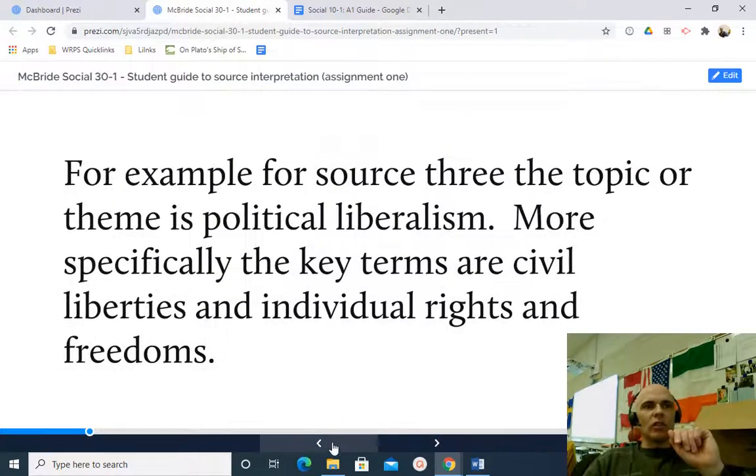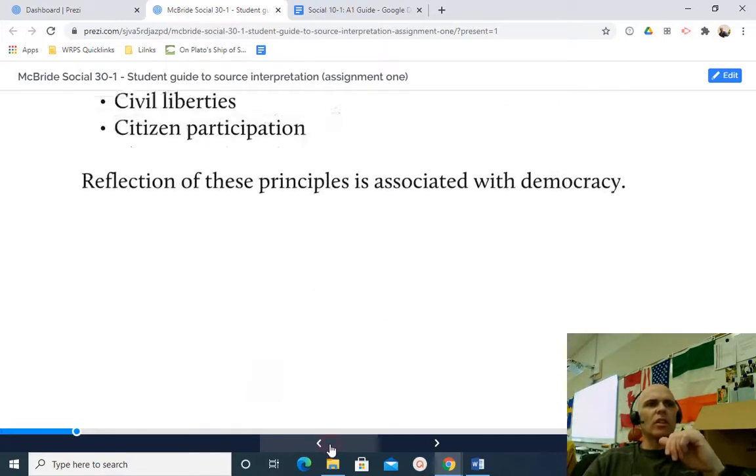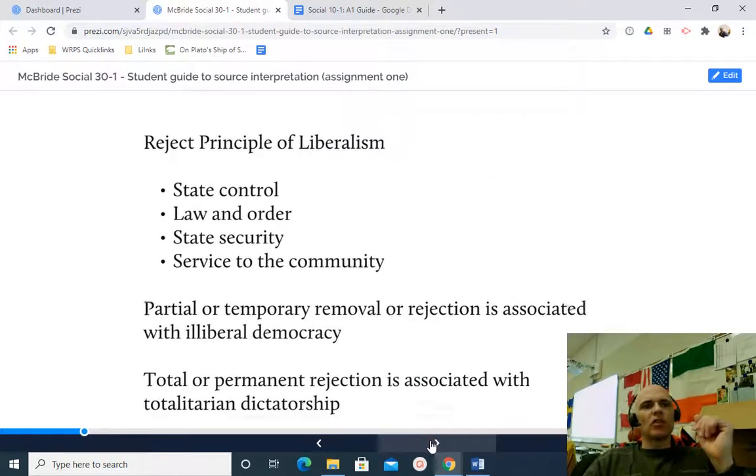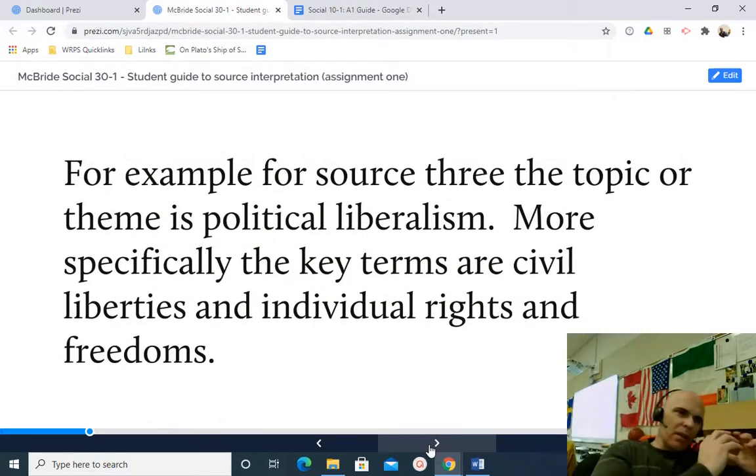So as I'm teaching the course, obviously I need to be, maybe not daily, but quite often connecting things back to these principles. That we shouldn't go too long in the course not talking about law and order or state control or state security or service to the community, common good, or individualism and rule of law versus law and order and civil liberties and citizen participation. That when we talk about new content, we should be connecting it back to old.